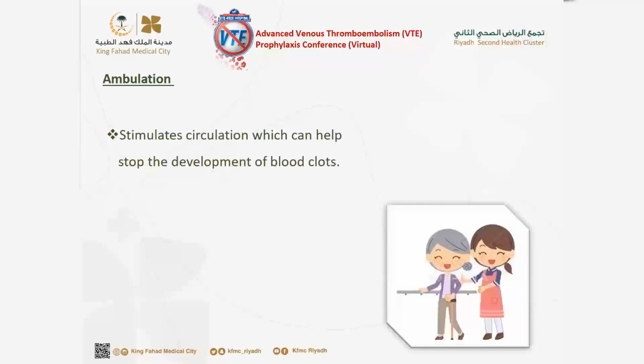And the first one is ambulation. This stimulates the circulation, which can help stop the development of blood clots. And nurses play a really important role in early mobilization. We as nurses need to remember that we are with the patient. Actually, if you look at the amount of time that we spend with the patient, it is the longest of all the rest of the members of the multidisciplinary team. We are with the patient 24/7. We work 12-hour shifts, which means that we should pay attention to what is happening with the mobilization. These patients need to be mobilized. We need to make sure that we help mobilize them.